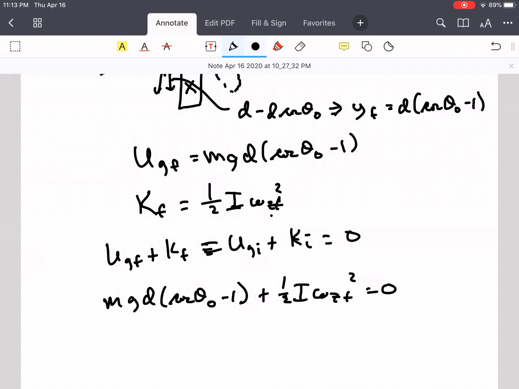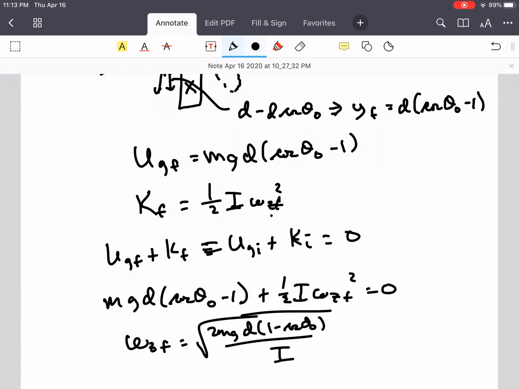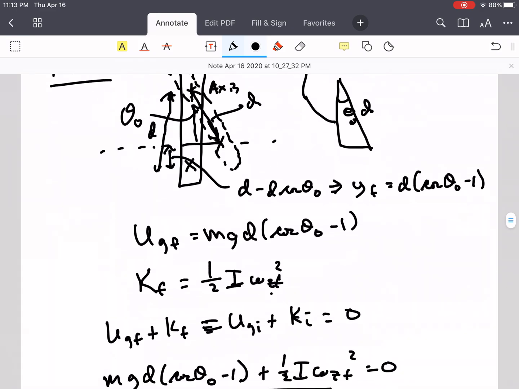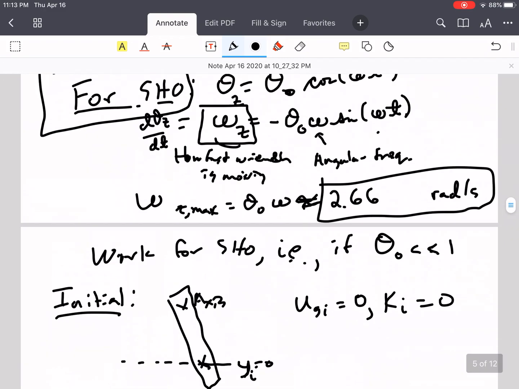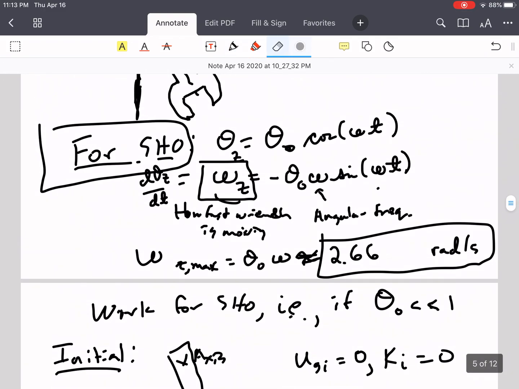Solve this for omega final. It is omega z final is equal to the square root of 2 mgd times 1 minus cosine theta 0 over I. And when you plug that in, oh my gosh, you get 2.66 radians per second. So that's the actual answer. I guess I guessed a little wrong earlier, or maybe it's really just so close that it doesn't matter. Let's call this 2.64 as my initial guess. So you're off by a little bit because it's a large angle.